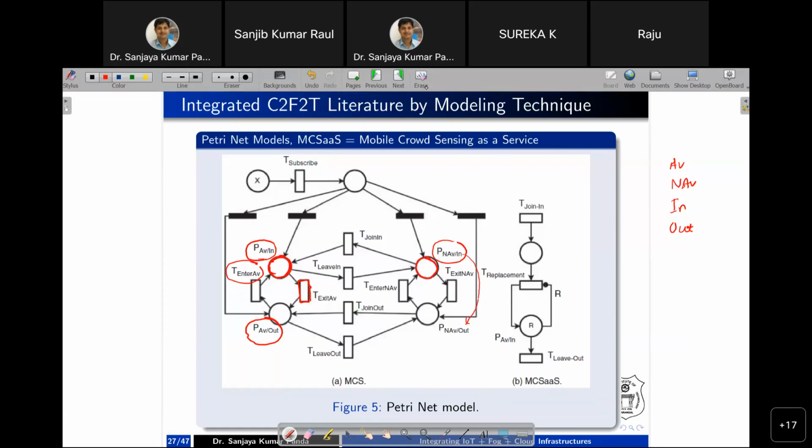Okay. Now, you can see another one. If you see it horizontally, the state is PAV in, right? When you want to leave, leave means now that resource is not part of your system. So availability is changed to now non-availability. But when you want to join, a resource is unplugged or it is not supporting. So that is considered as non-availability. So when it is again supported, then it is again changing the non-availability state to the availability state. So in this way, they have designed this MCS system, which they called Mobile Crowd Sensing as a Service System. Okay, where they can model different states in the form of a Petri net model.